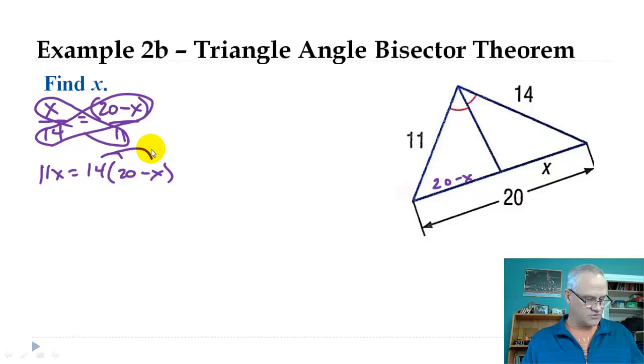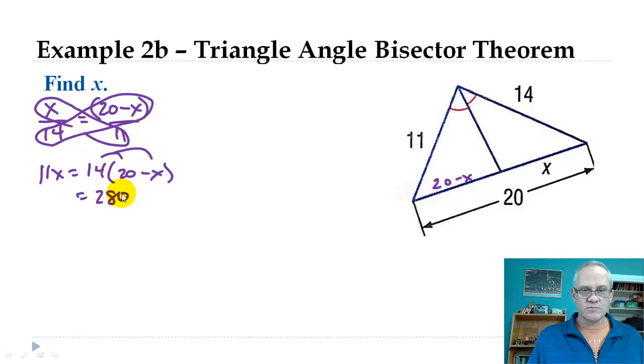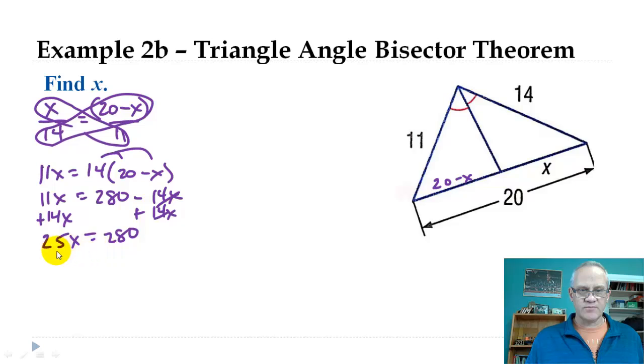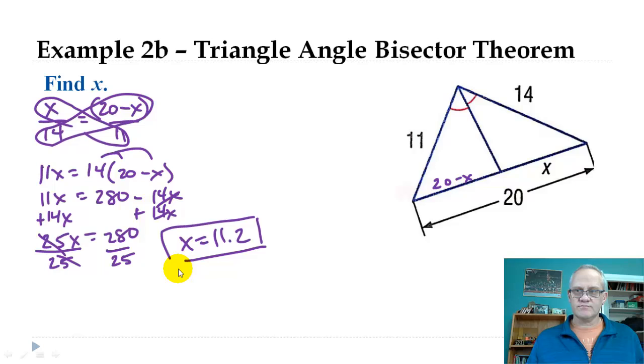So 14 times 20 is 280 minus 14x. And this will still be 11x. So I'm going to do plus 14x. So this is going to be 25x equals 280, and then divide by 25. And so 280 divided by 25 gives me 11.2. So x would be 11.2.